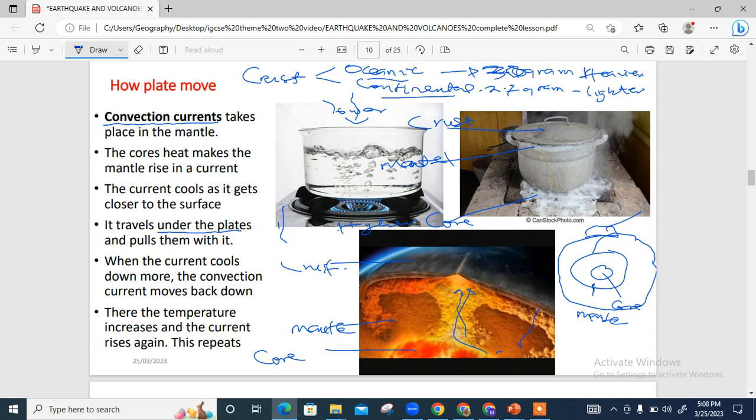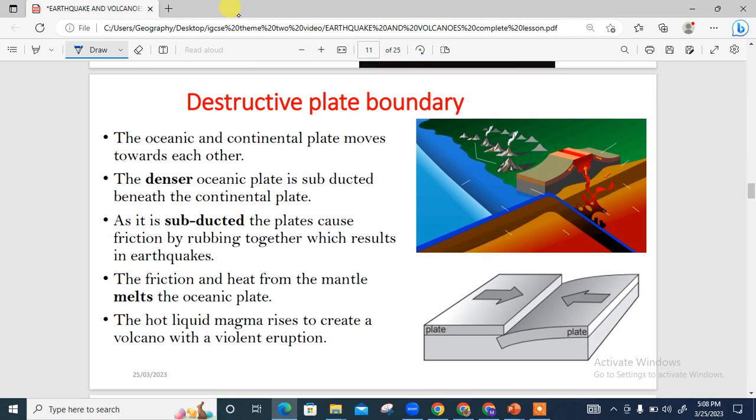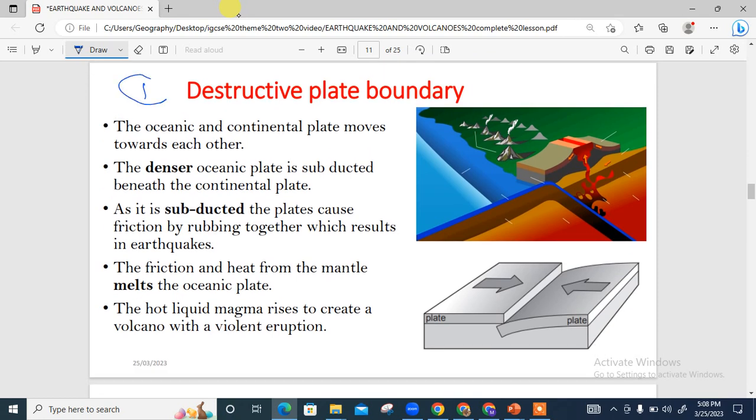So this continuous process of convection current is what leads to the movement of the plates. How plates move is through that process. Now let's look at the types of plate boundary. The first type, number one, is the destructive plate boundary. Now, what happens at the destructive plate boundary? You need to understand it, because sometimes if they want to ask you about the causes of earthquake, they will either ask you at destructive or at constructive plate boundary.